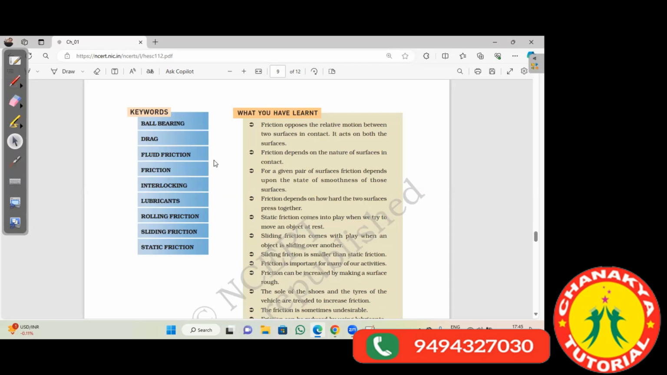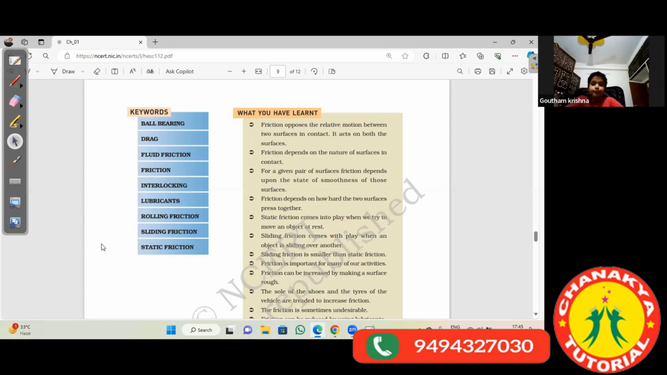Got it? Then what is fluid friction? Sir, friction caused by gases and liquids. Friction itself caused by gases and liquids. Yeah, friction caused by gases and caused by liquids.